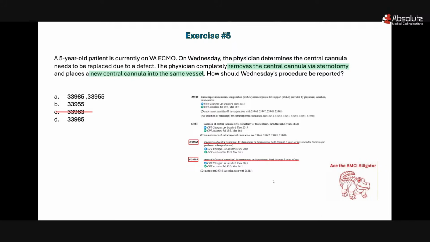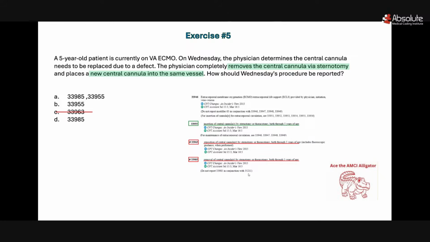Okay, it's not just the repositioning that was done. There has been a cannula which is removed, and a new cannula has been placed into the same vessel. So 33985 is coding for removal of a central cannula by sternotomy procedure. All right, so this is looking good. Birth through 5 years of age, and the patient's age is just 5, so that's also a good one.